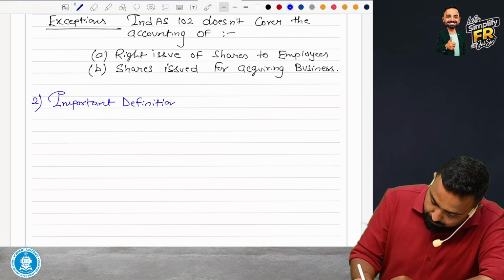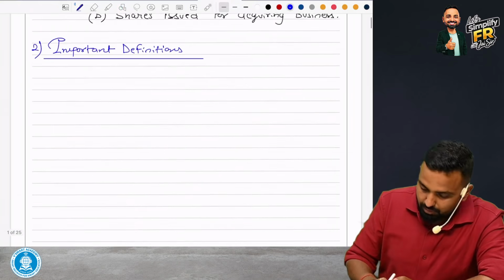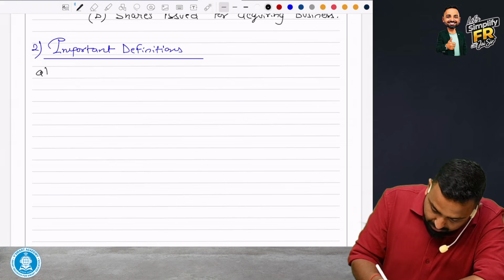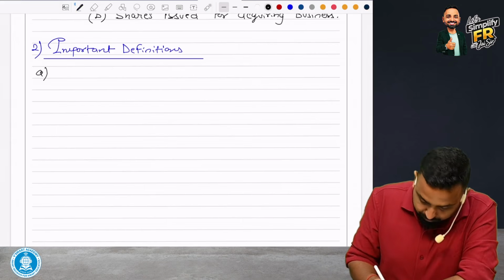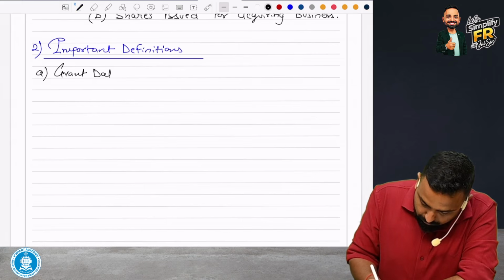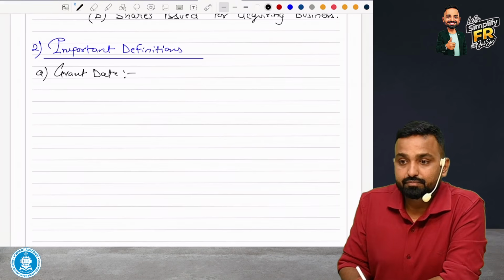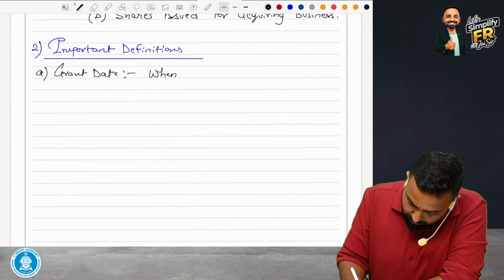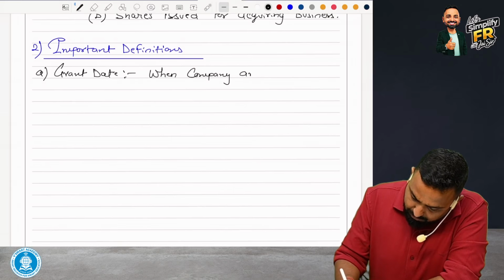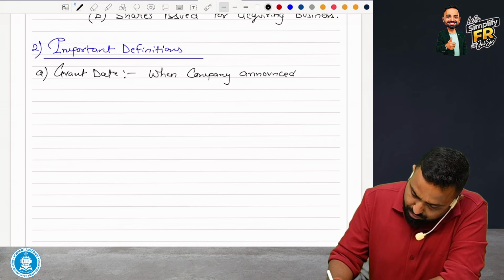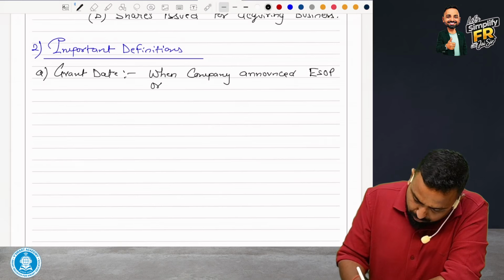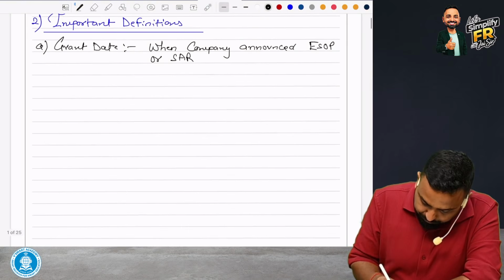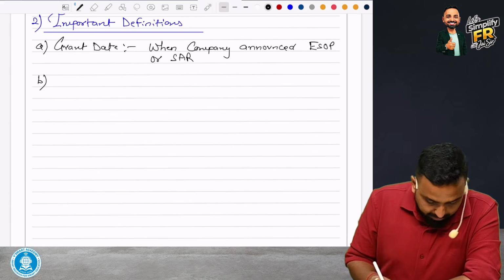Important definitions. Tell me, what are the definitions? What was the first one? Grant date. What is the grant date? Offer date. Simply when the company announced the offer, when the company announced ESOP or SAR. Okay, what is the next one?